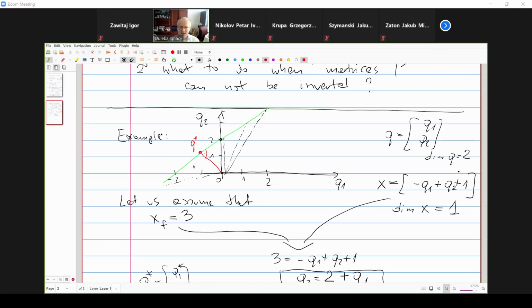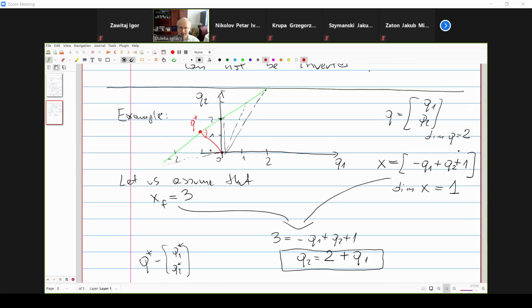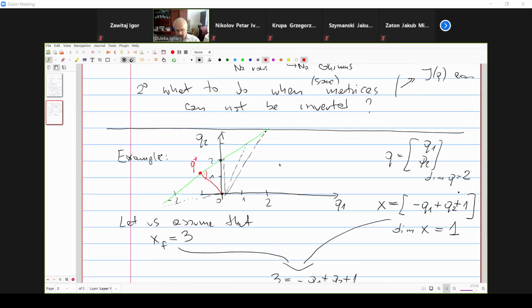As you can see, the solution is very effective, very small one, because if we prolong this line, we can get probably infinite values of Q1 and Q2 maybe here, okay? But this one is very nice, very minimal, and therefore we will select it. And let's conclude.